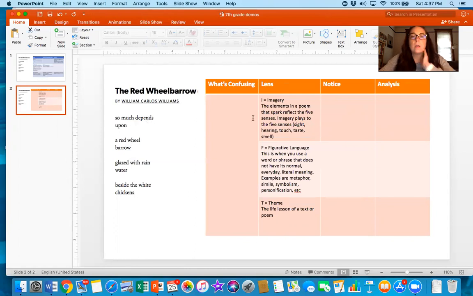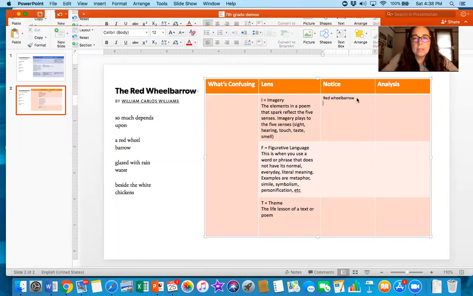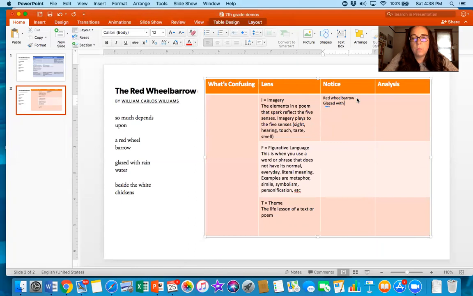Well, we see a red wheelbarrow, so we have a color, and that would be sight. It says it's glazed with rainwater, and we have white chickens. I know we kind of talked about this last time. We were thinking maybe the author is contrasting the color of red and the white. So I might even extend my analysis on that and think of more things that red and white could symbolize.